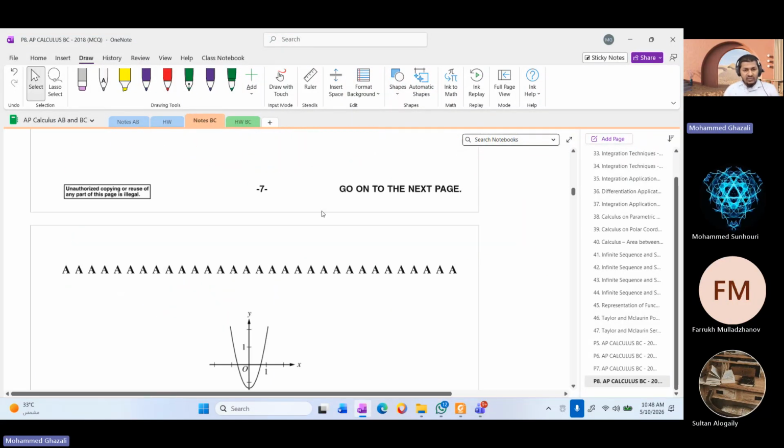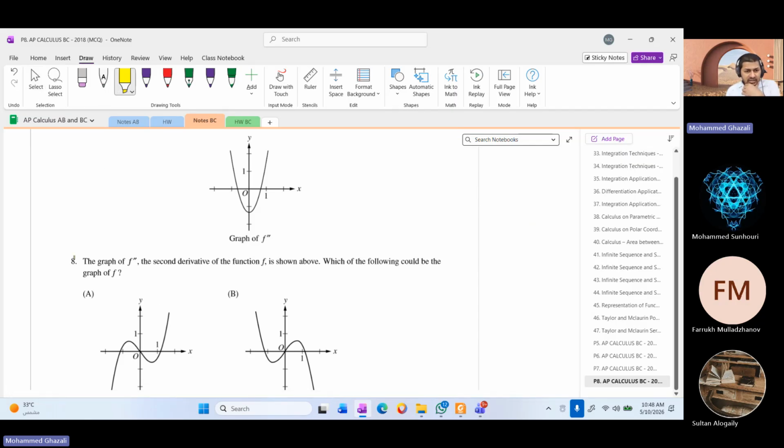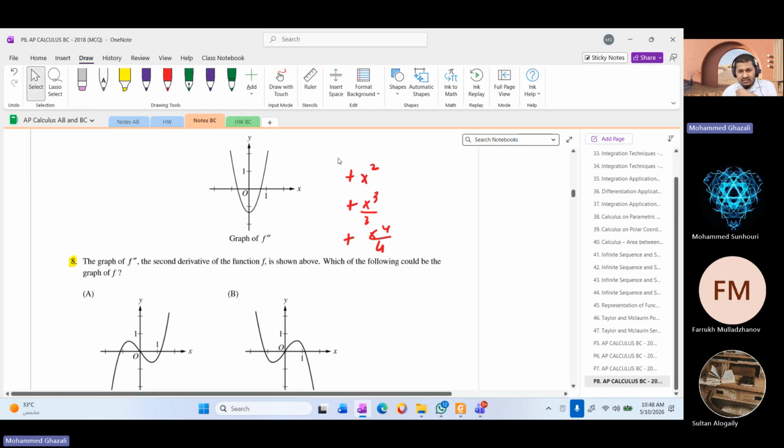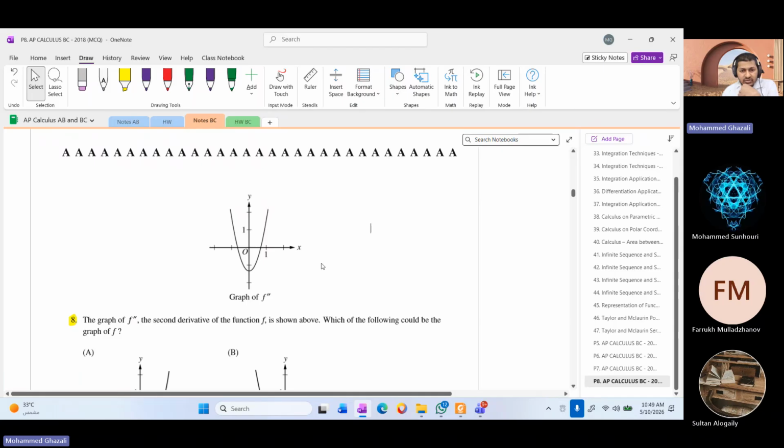Very good. Let's continue. I think we did this in AB as well. This is the double prime function. It's a quadratic, so it's like positive x squared, right? If we integrate this, we're going to get positive x cubed over 3. If we integrate this, we're going to get positive x to the power 4 over 4. But don't do it like that. Let's just try to see the concavity. Yes, we need to check the concavity.